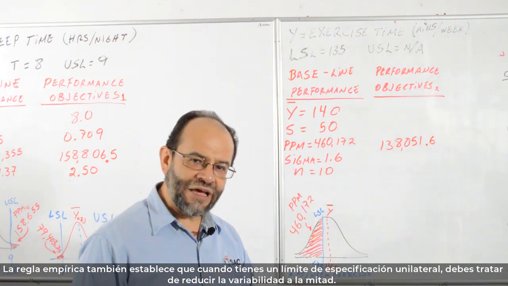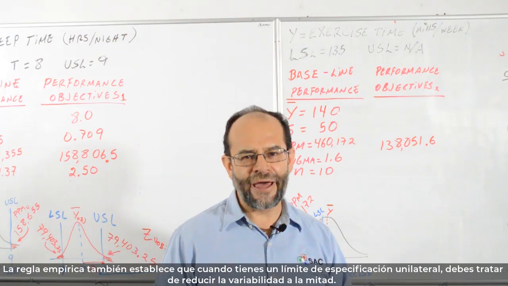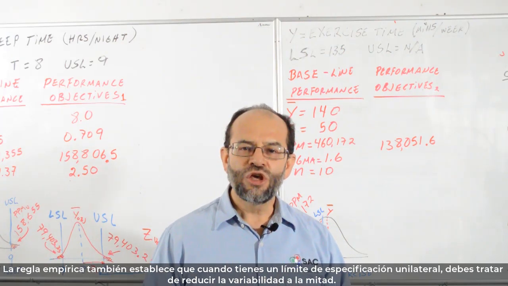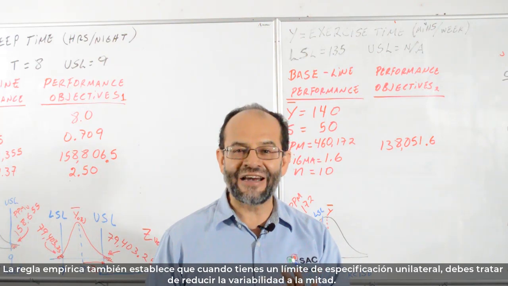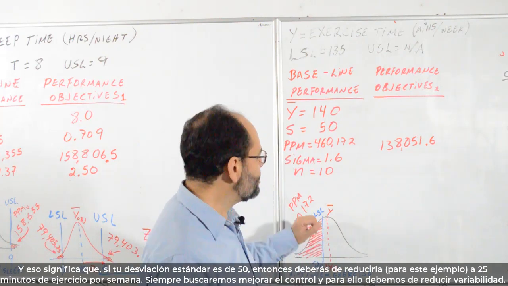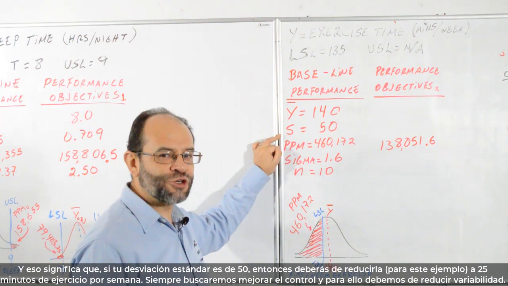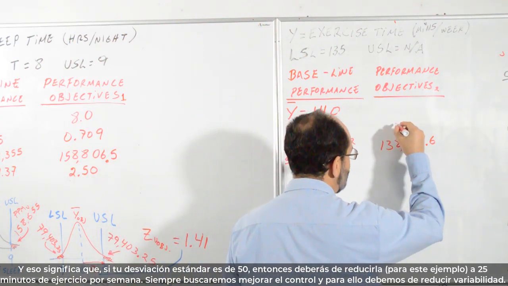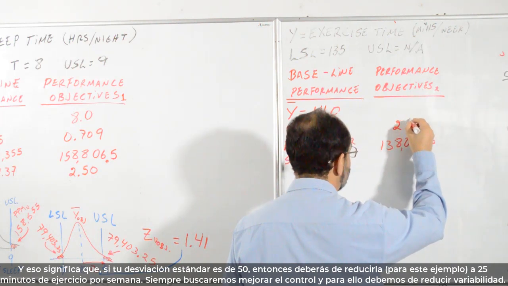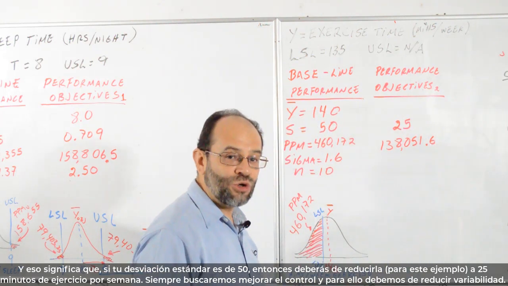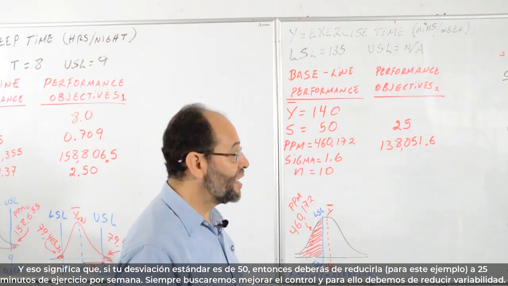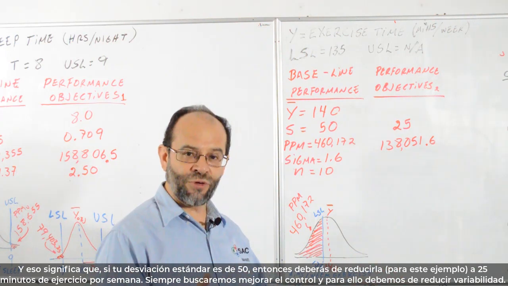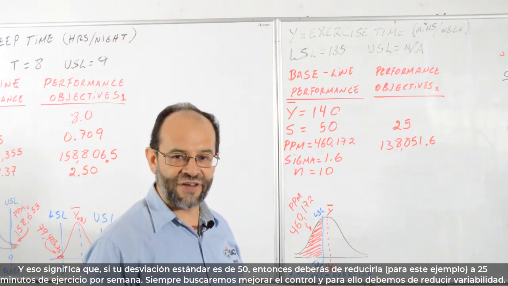The rule of thumb establishes that when you have a one-sided specification limit, you should try to reduce variability to half. And that means that if your standard deviation is 50, then you have to reduce the standard deviation to half, which is, in this example, 25 minutes of exercise per week. We always want to improve control, and improve control means reduce variability.